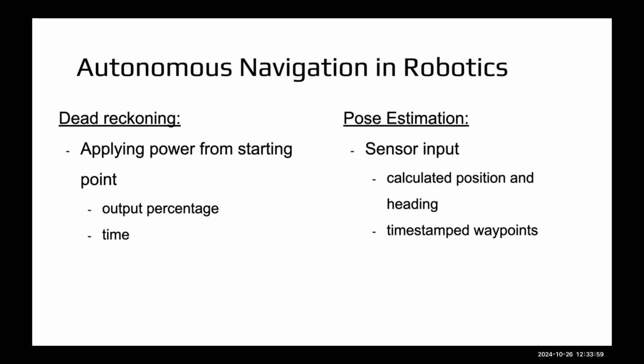Now, the second type, pose estimation, relies on two sources of sensor inputs. The first type is the odometry, and the second type is the vision or your camera system. This is a lot more accurate because it has two points of feedback as opposed to only one. And this allows it to calculate its position and heading to localize itself at any given point.